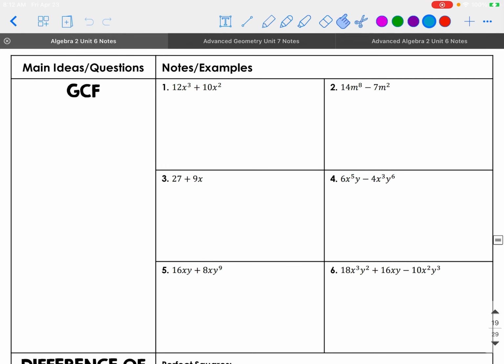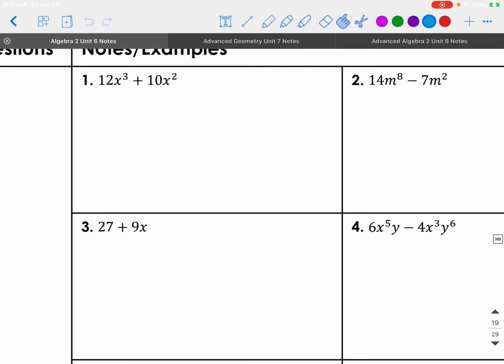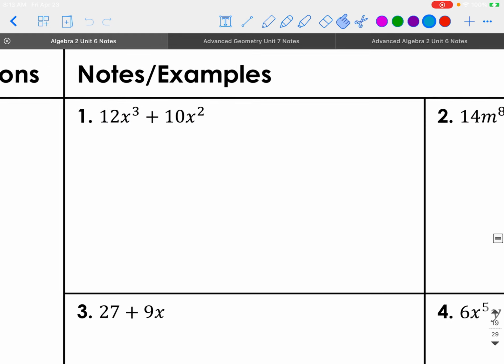So the first type of factoring is GCF. And you probably recognize the term GCF, greatest common factor. And so with GCF, with just numbers, we look for what's the largest number that will divide evenly into both of those. And that's the GCF. When we have variables, you know, if we look at number one.